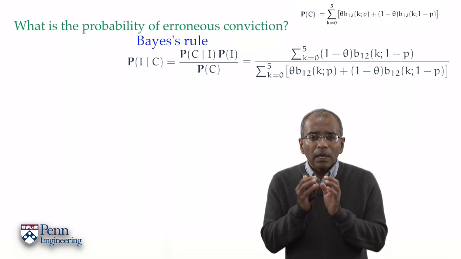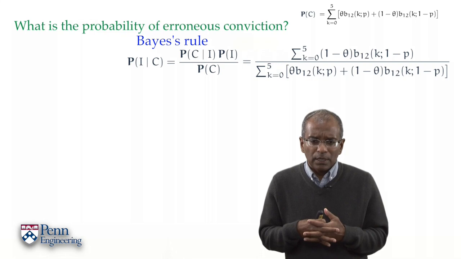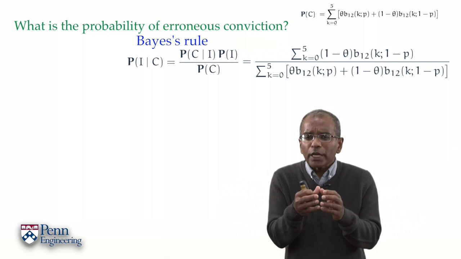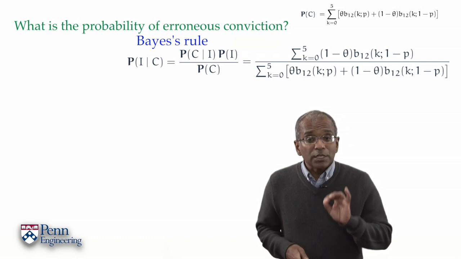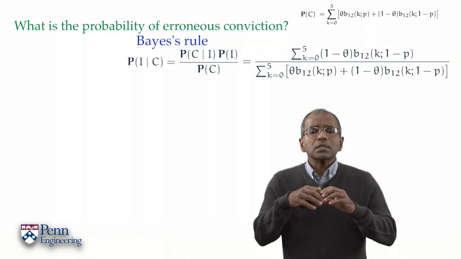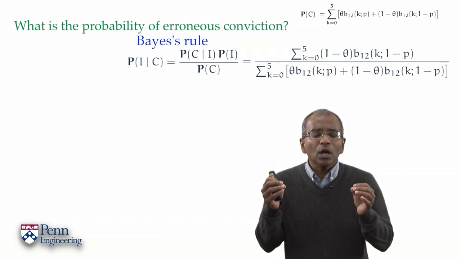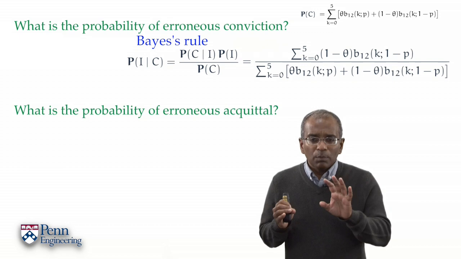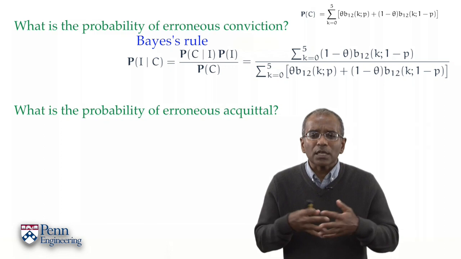The listener should take a moment to write it down and think about it and make sure she has absorbed it. The expression looks algebraically formidable, to be sure, but the logic by this point should be completely transparent. And as a test of your understanding, it would be a good idea to ask whether you can now retrace the steps and write down an expression for the probability of an erroneous acquittal. Pause the lecture, take a moment, and see if you can follow through and see what the answer might be. Restart the lecture, of course, when you're ready.